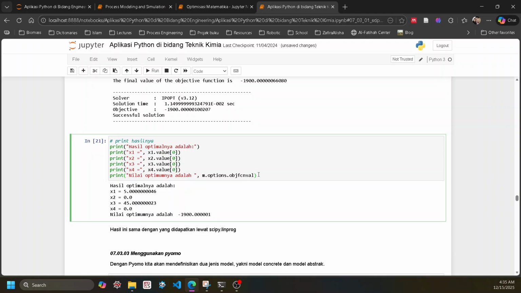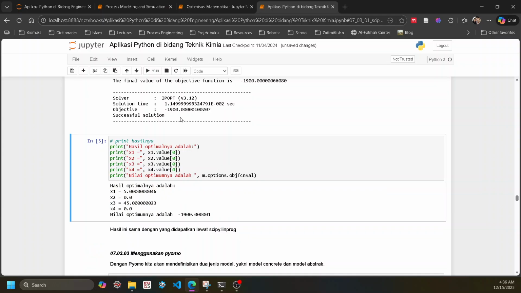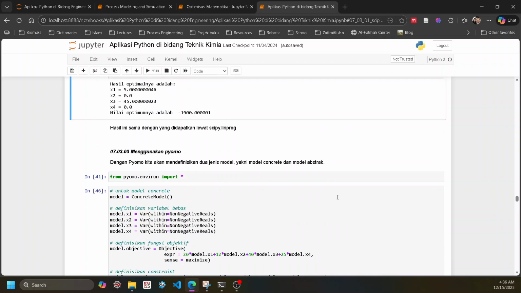So we can then enter, because we've run the optimization. So we see x1 equals 5, right? So they make x1 5, x2 0, no x2, and also no x4, and then x3 they maximize it to 45. So that's basically the same answer. So lastly, the pyomo.